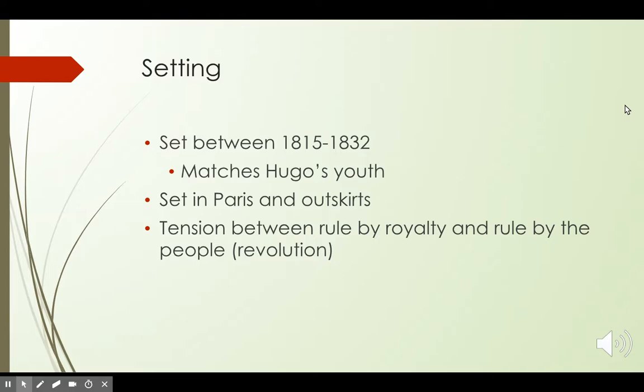The other thing you need to know is that there was a lot of tension at this time between the rule by royalty and the rule by the people. It's very similar to what was going on in Russia before the revolution. Think about that time. There was Tsar Nicholas, and then the people who wanted to turn against him and create their own government. That's very similar to what's happening in France, which has had a monarchy for hundreds of years at this point. The revolution that happens in the late 18th century in France, which is just before this time, was actually inspired by the American Revolution.